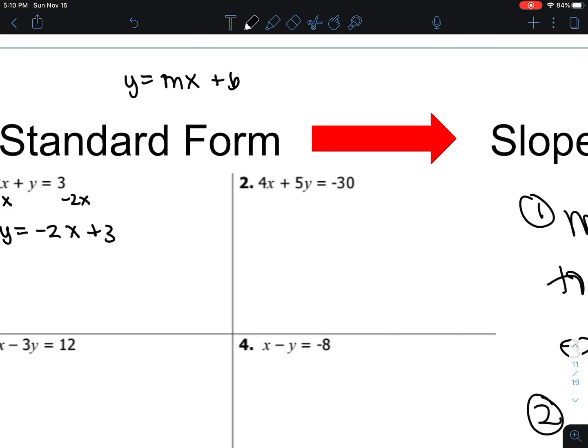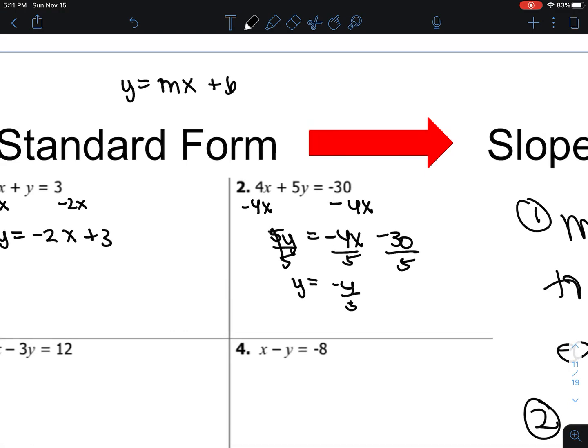Let's do another example. 4x plus 5y equals 30. I'm going to subtract 4x from both sides to move it to the right side. So I'm left with 5y equals negative 4x plus 30. And now I'm going to divide by 5 from both sides. So 5 divided by 5 is y is equal to negative 4x divided by 5. So I'm dividing each term by 5. So negative 4x plus 30 divided by 5 to both of those terms. So negative 4/5 x. And 30 divided by 5 is 6.